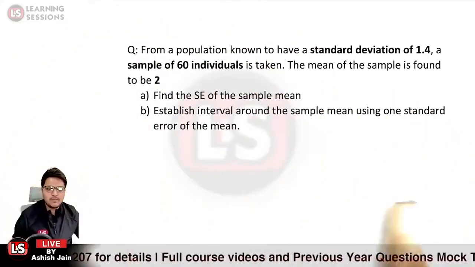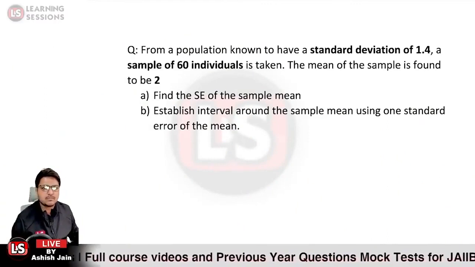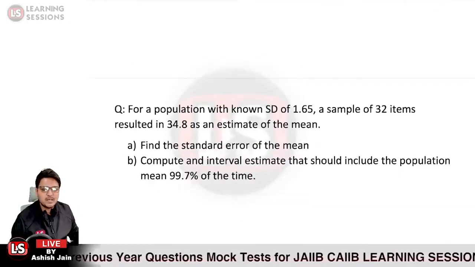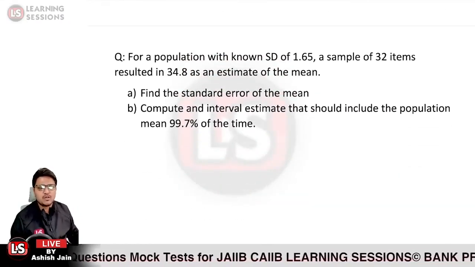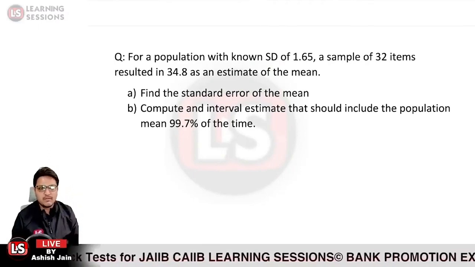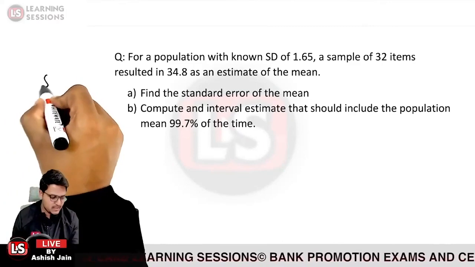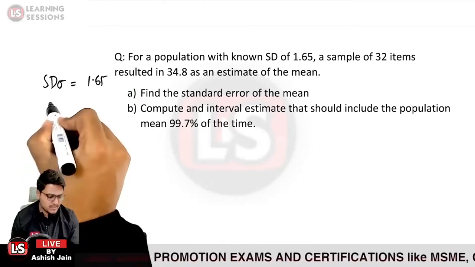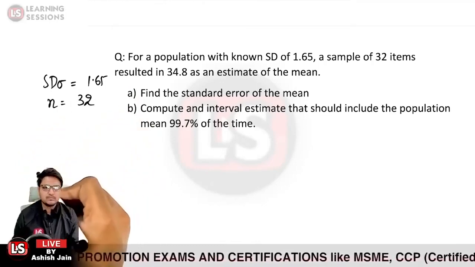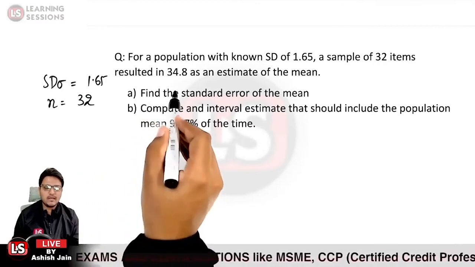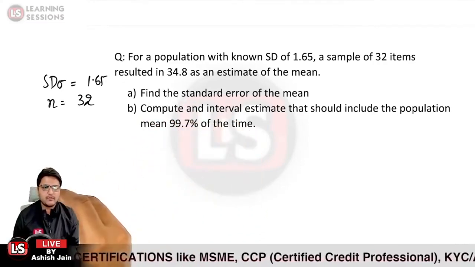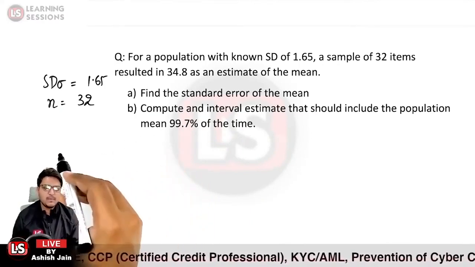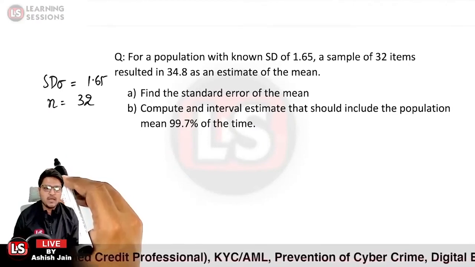Okay. Now further, let's move to the next question. It says, for a population with known standard deviation of 1.65, so standard deviation is given over here. Standard deviation, that is sigma over here, it is given to be 1.65. Further, a sample size is given to be 32. Further, it resulted in 4.8 as an estimate of the mean.